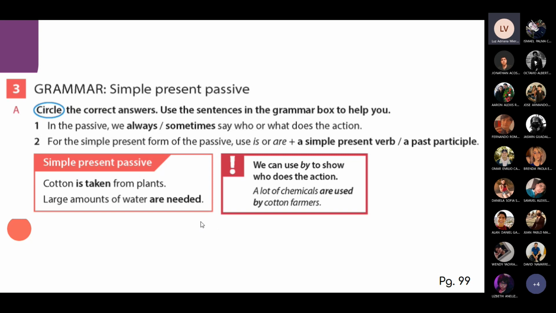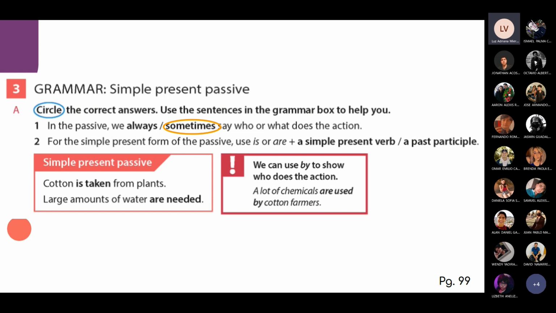Number one says, in the passive, do we use, so go ahead, Ismael. Oh, sorry. All right. Number one, in the passive, we sometimes say who or what does the action. Excellent. So yeah, don't worry. We sometimes say it, yes. I mean, there's no problem in saying who is doing something, but our main focus is not on the person, right? Not on the person that's performing the action, but the result of the action.